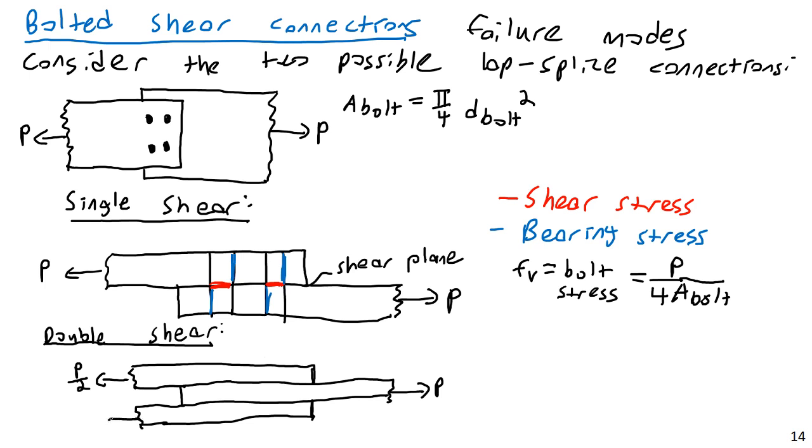Because we have 2 plates, we're splitting the load in half. So we'd have P on the right and P over 2 on the left. Now then, let's say we have bolts passing through here and here and here and here.